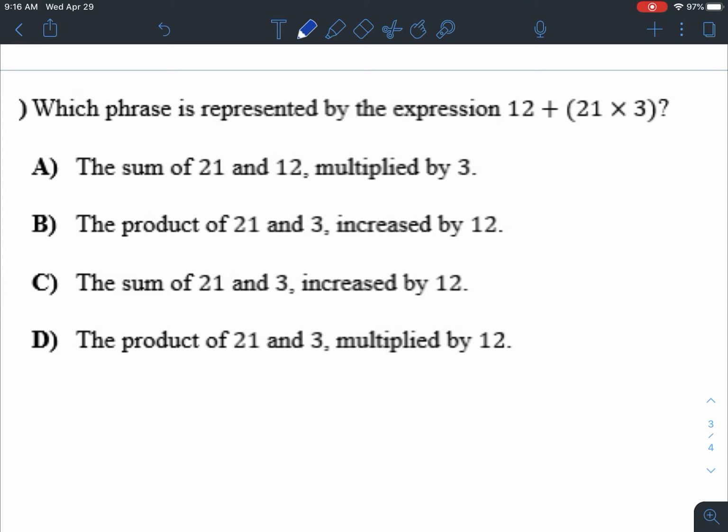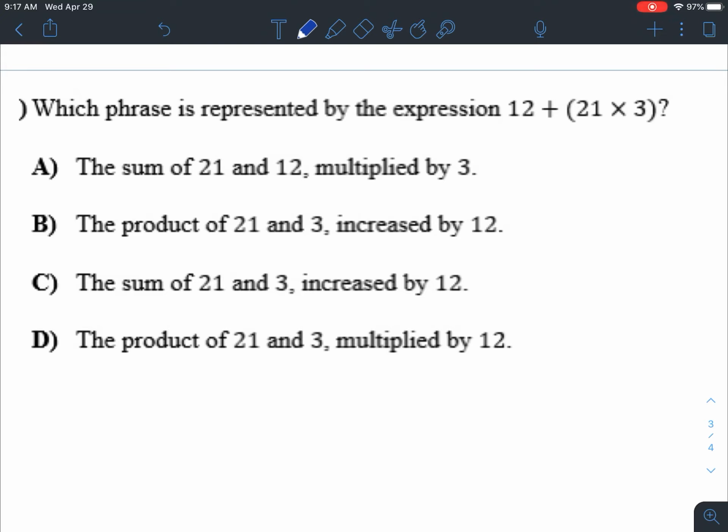Go ahead and read the problem. Which phrase is represented by the expression? Well, I'm not going to read it yet, obviously, because we have to figure that out. Okay, now, this is an expression. Again, quickly going over the difference between an expression and an equation: an expression does not have equal signs, and an equation does have equal signs.